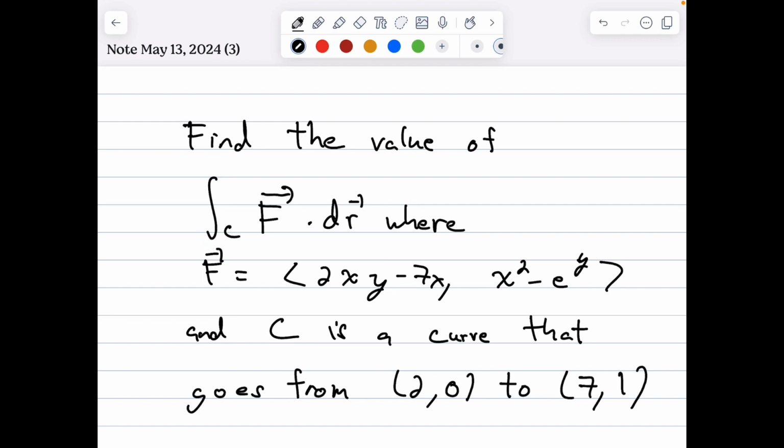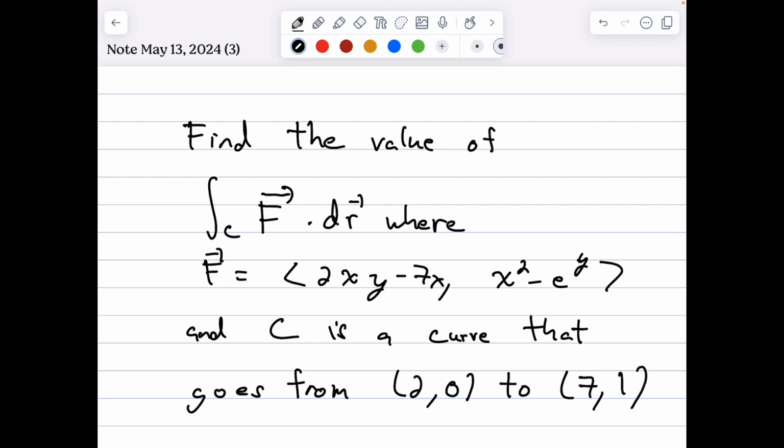Today we're doing a multivariable calculus problem, or Calc 3 problem. We're trying to find the value of this line integral, the integral over C of F dot dr, where F is the vector field (2xy - 7x, x^2 - e^y), and C is a curve that goes from (2, 0) to (7, 1).